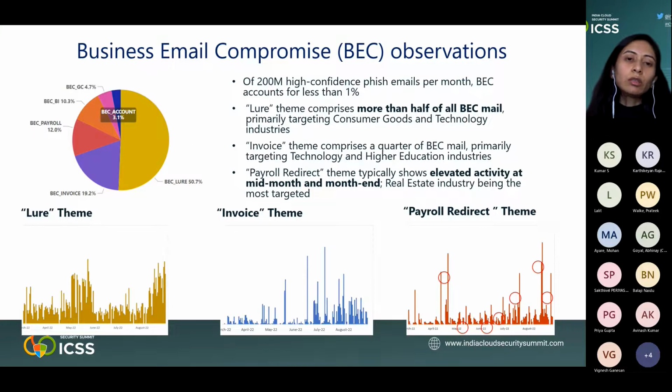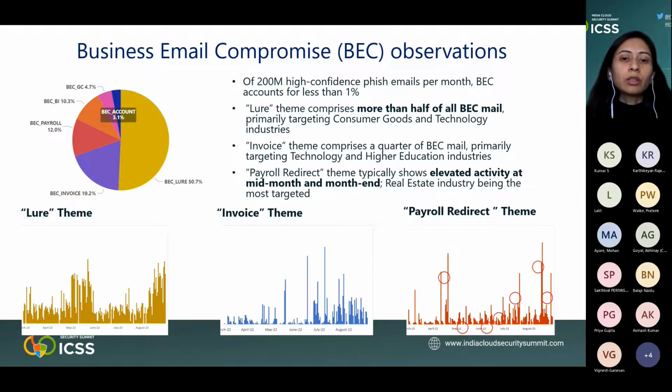So within these BEC themes, a couple of observations that we have seen are that the top three themes continue to stay, more or less, within our highest buckets. A lure theme is definitely something that comprises more than half of BEC mails. These are primarily targeted towards consumer goods and technology industries. Invoice is the next category, which comprises a quarter of BEC emails. And again, these are primarily targeting technology industries and also higher education industries.